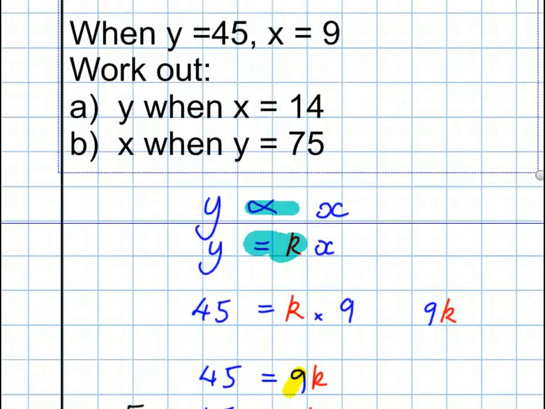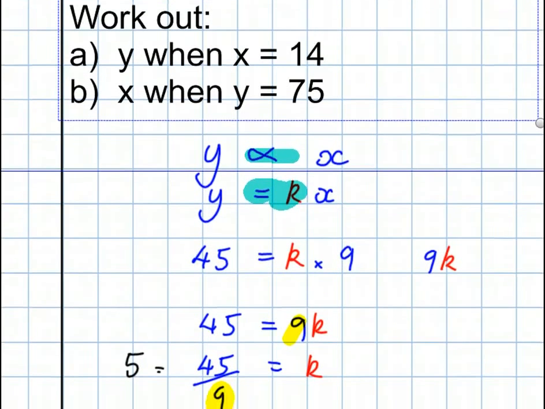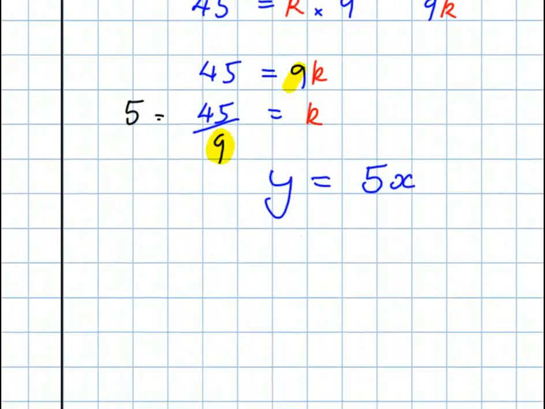And then from there it should be easy. You should find it easy to work out what y is when x is 14. Here, I'll show you. y is equal to 5 times x, where x is 14. 5 times 14 is equal to 70.